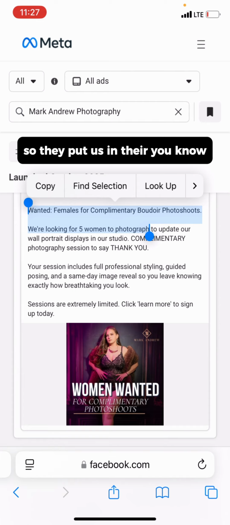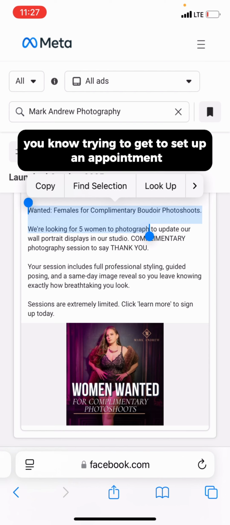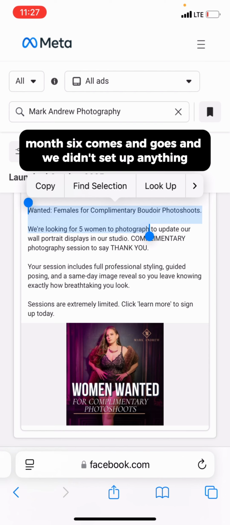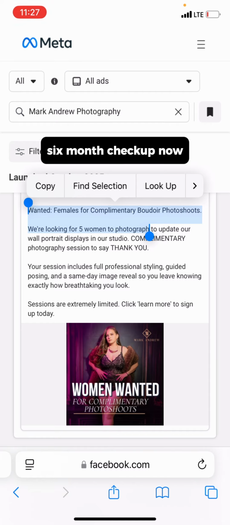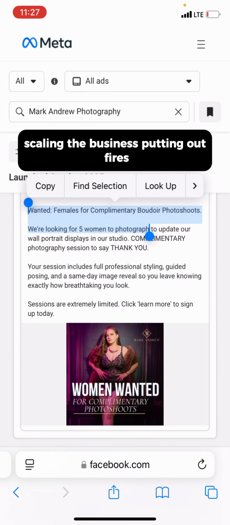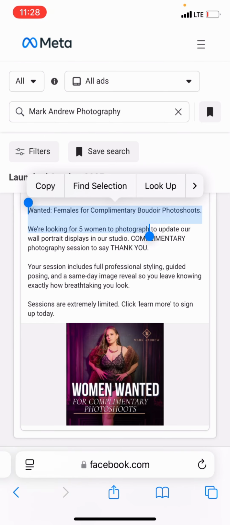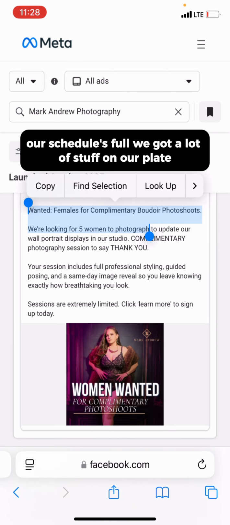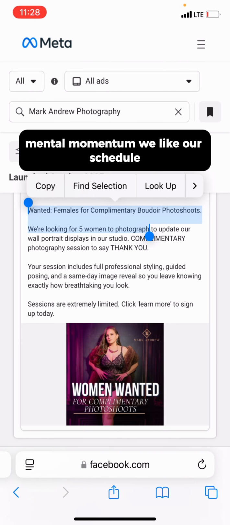So they put us in their auto texter. It texts us in month 3, month 4, month 5, trying to get us to set up an appointment, and we ignore them all. Month 6 comes and goes, we didn't set up anything, and we don't go to the dentist. We miss our 6-month teeth cleaning and checkup. Why is that? Well, we're busy, our schedule's full. We're working on our business, scaling it, putting out fires, doing shoots, talking with clients, editing photos. We've got a lot on our plate.